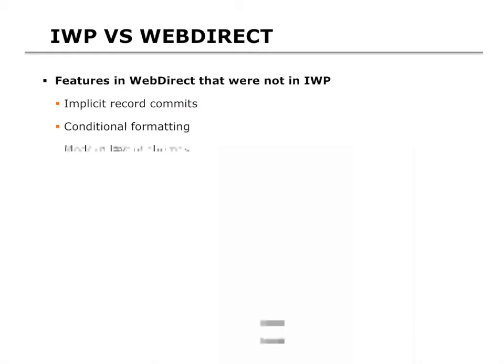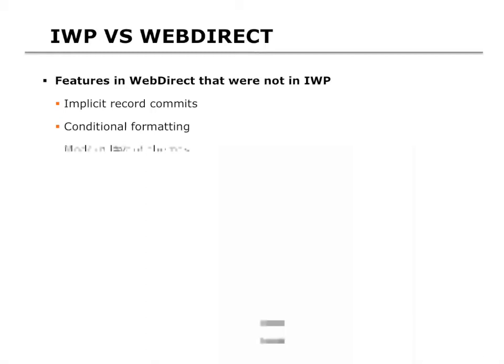When we compare WebDirect to Instant Web Publishing, which it replaced, WebDirect does add a significant number of features. The first, and most notable probably, is that you have implicit record commits. That's kind of a vague term, but what we mean by this is that in Instant Web Publishing, you may recall that when you searched for a record and viewed it in your browser, before you could interact with it, you would click into it and there would be a brief pause as the record was loaded.